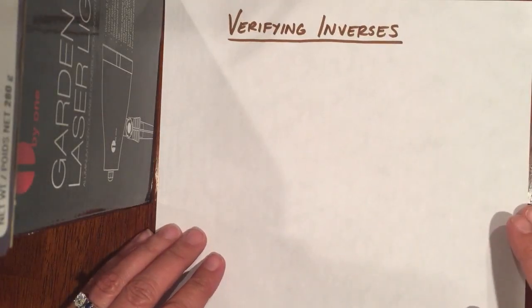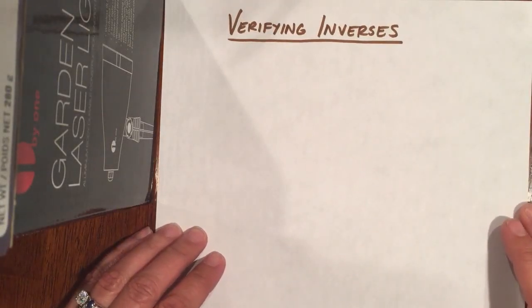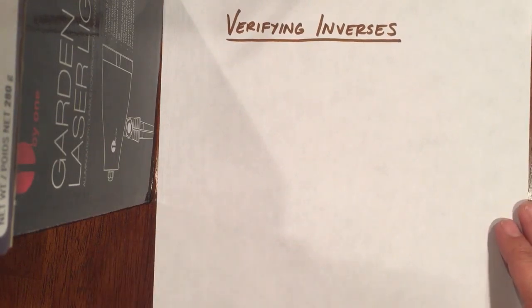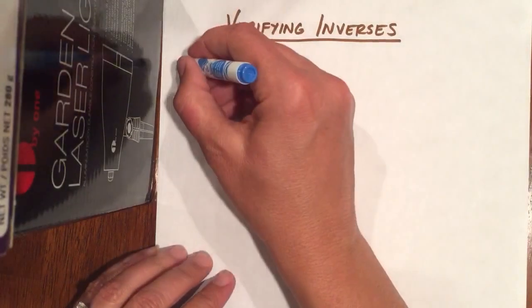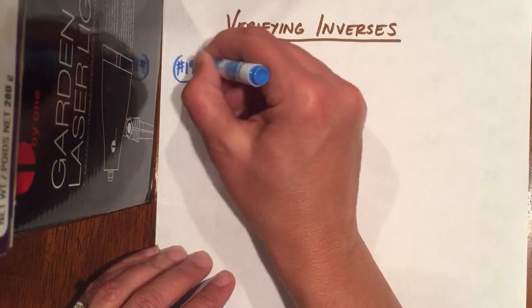The last video for the lesson with inverses is how we can verify that two functions are indeed inverses of each other. So if you look at your assignment, we're going to check out number 19, and we're going to do number 19 first. Okay?